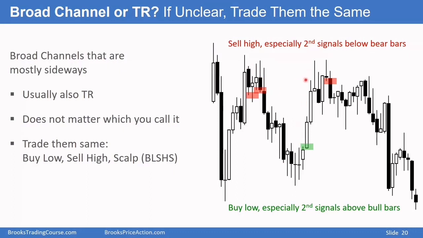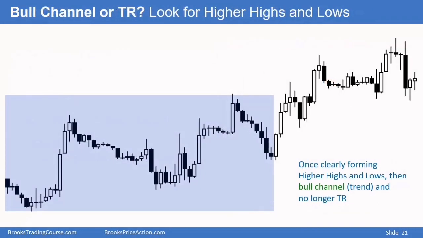Same here, strong rally, not high probability taking the first entry short, higher probability taking a second entry, micro double top, and a lower high. You can call it a trading range, you can call it a broad bull channel, doesn't matter. The pullbacks are deep, they last a lot of bars. Bears will be selling rallies, at least for scalps.